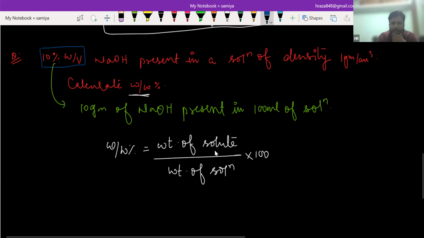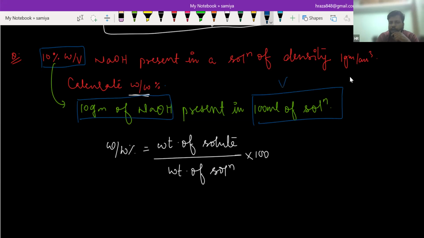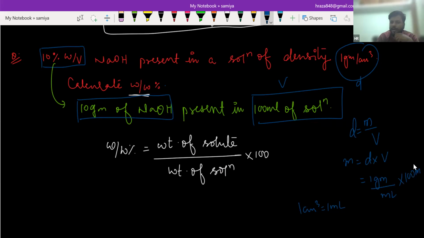That is right, basically. Weight of solute you can take from here, but when it comes to weight of solution, volume is given, and here it is density. You know that density is equal to mass upon volume, and mass can be calculated density into volume. Density is 1 gram per centimeter cube. 1 centimeter cube is equal to 1 ml. So I am going to replace gram centimeter cube into ml, and volume is 100 ml. ml will be cancelled, so it will be 100 gram. Now going to put the value 10 by 100 into 100. It will be 10% weight by weight.